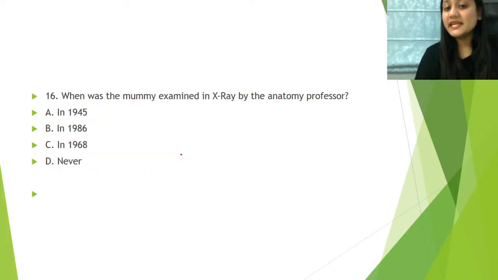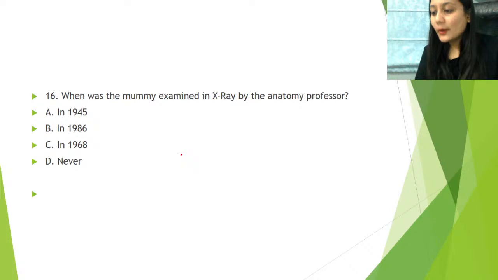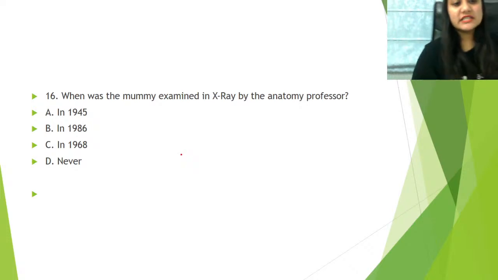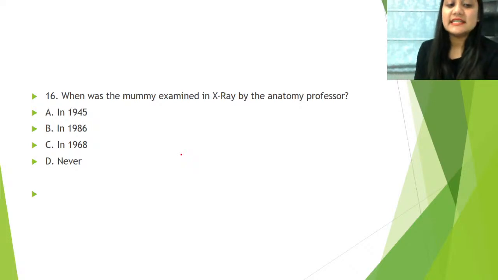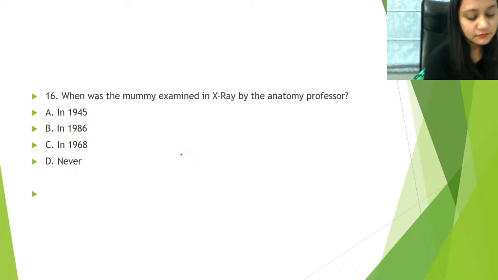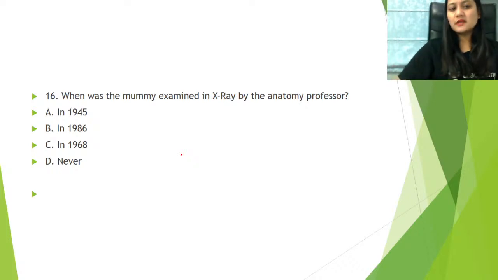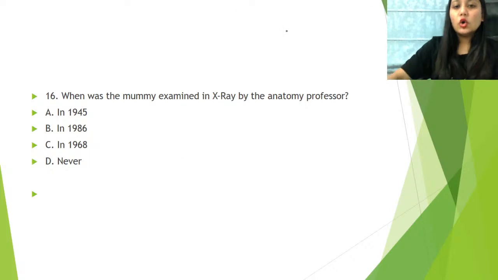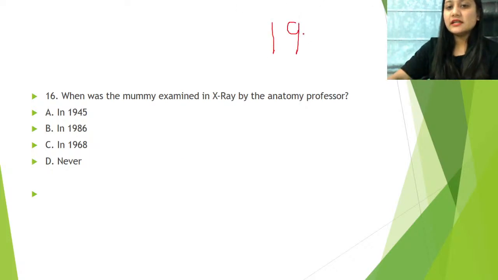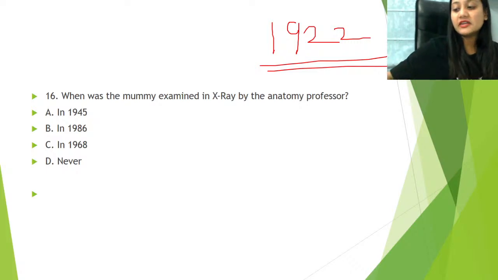When was the mummy examined in X-ray by an anatomy professor? In 1945, in 1986, in 1968, or never. Yeah, 1986, now it's correct, guys. Although this question is not so important because such year-based questions won't come. The only thing you need to keep in mind is the year 1922, because that was the time when the body was discovered for the very first time.